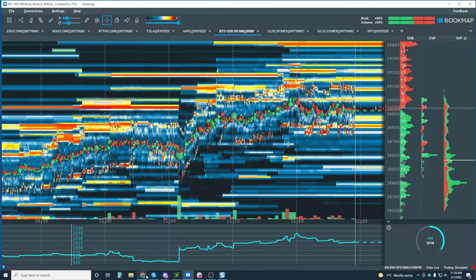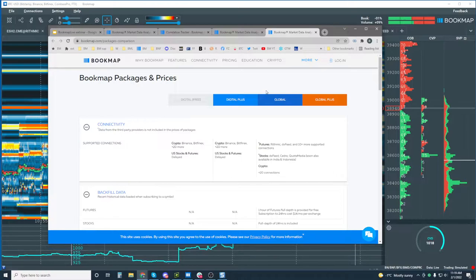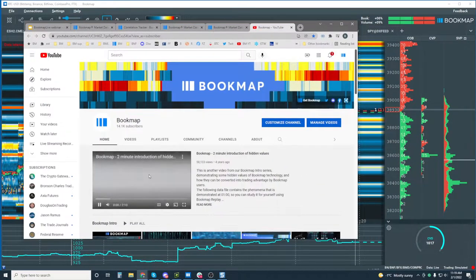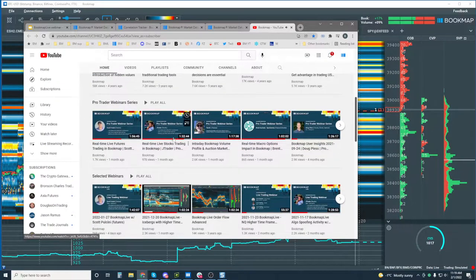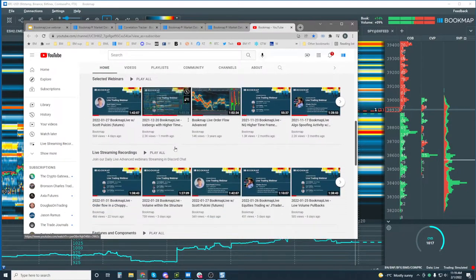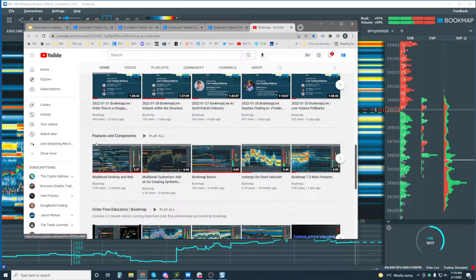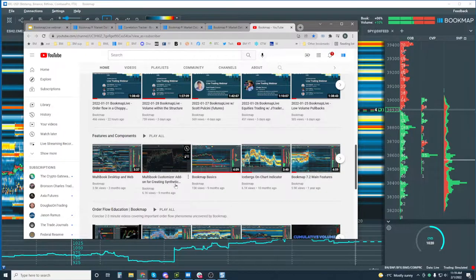the other version. There's the customizer. Let me show you that here. So the customizer is something different. So go to our YouTube channel and then scroll down a little bit in the features and components. And these two videos cover both. Okay. Multibook desktop and web, and then multibook customizer for creating your own synthetic instruments.